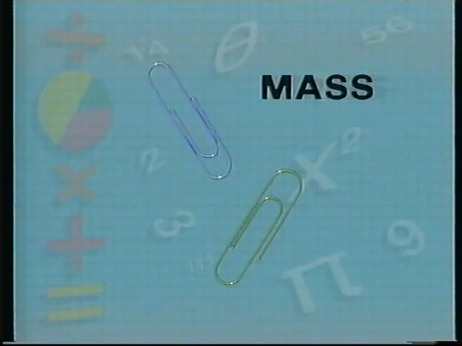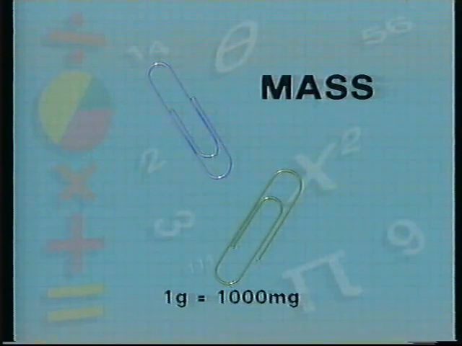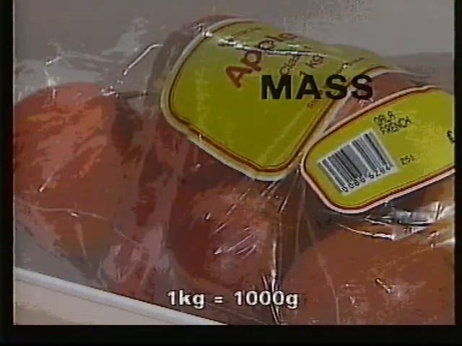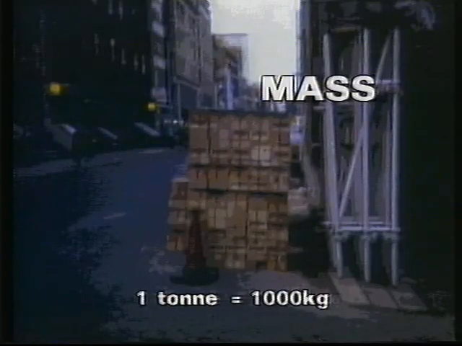Now, the metric system is based around dividing and multiplying by tens. And yes, you've guessed it right. Here is another set of things to learn. Mass: 1 gram is about the mass of 2 paper clips. 1 gram equals 1,000 milligrams. 1,000 grams equals 1 kilogram, and 1 metric ton is 1,000 kilograms.